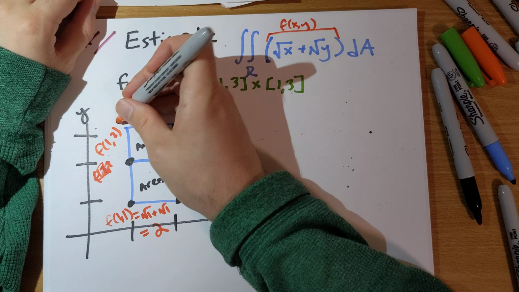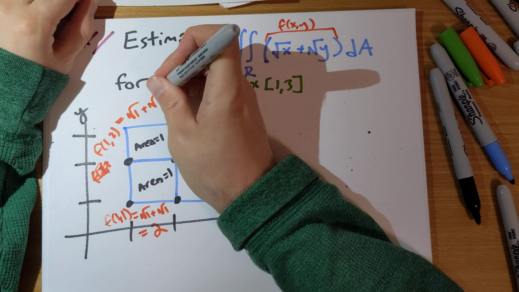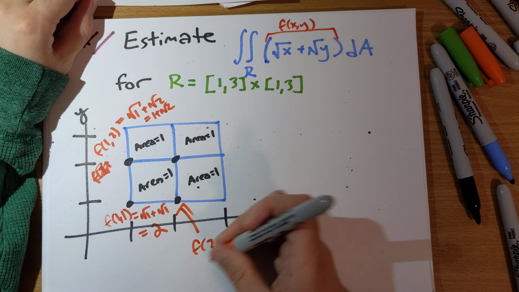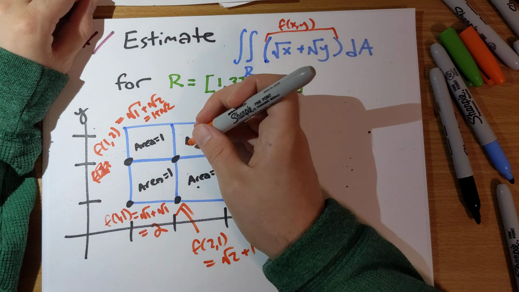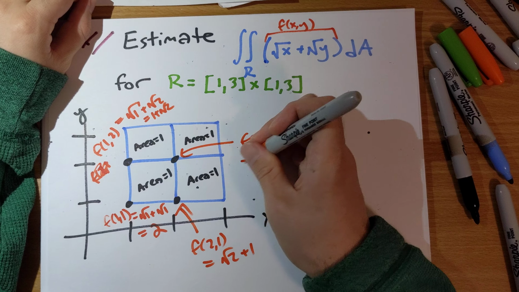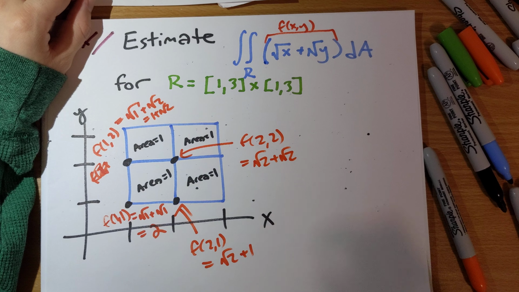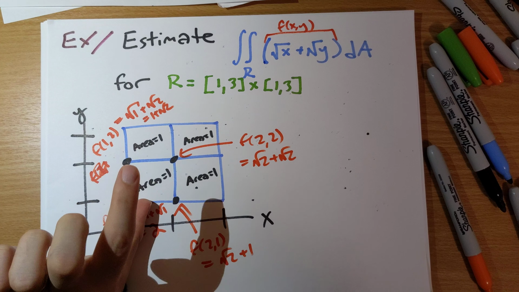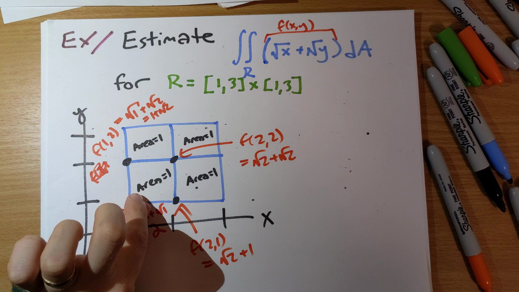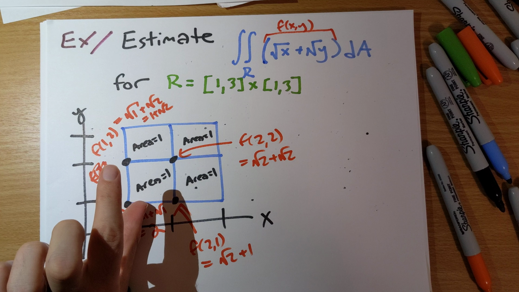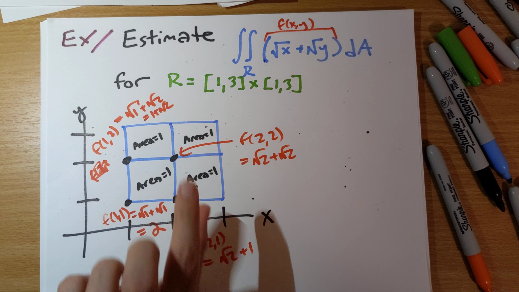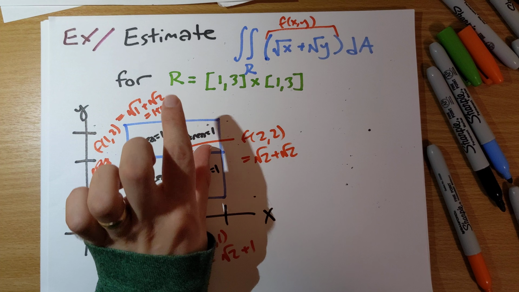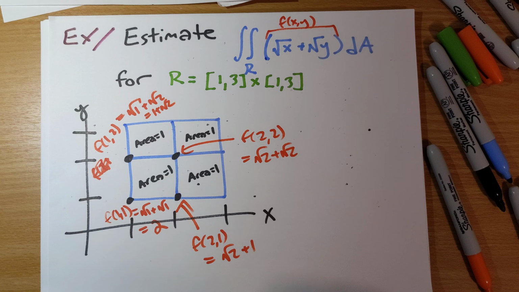f of 1 comma 2 right here is square root 1 plus square root 2. So that's 1 plus square root 2. Right here, this is f of 2 comma 1, which is square root 2 plus 1. And right in here, this is f of 2, 2, which is square root 2 plus square root 2. So what we would do then is form, and I'm kind of doing this in 3 dimensions, hopefully you can see the point, a rectangular prism here of height 2. A rectangular prism here of height square root 2 plus 1. A rectangular prism here of height 1 plus square root 2. A rectangular prism here of height root 2 plus root 2.